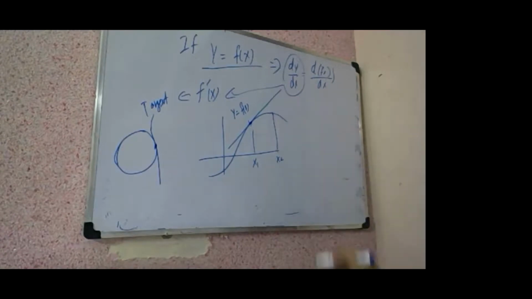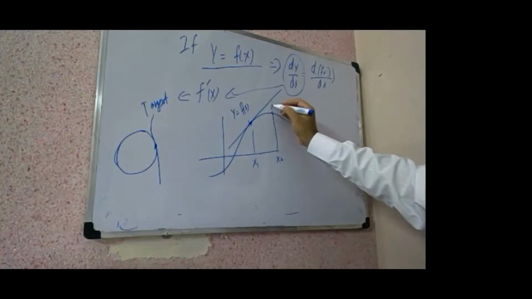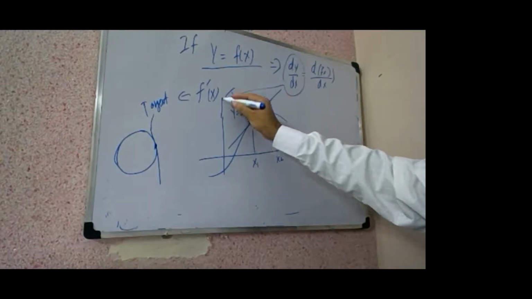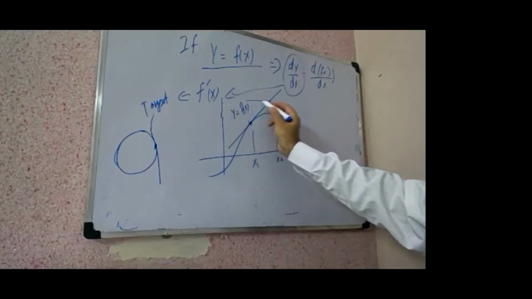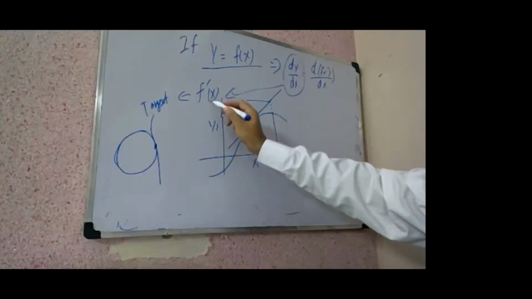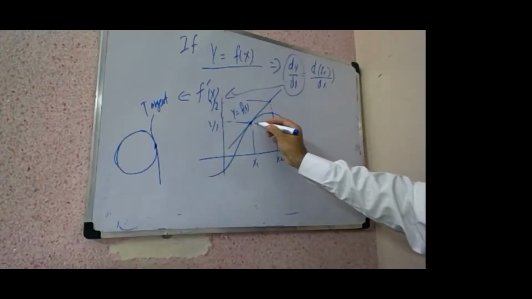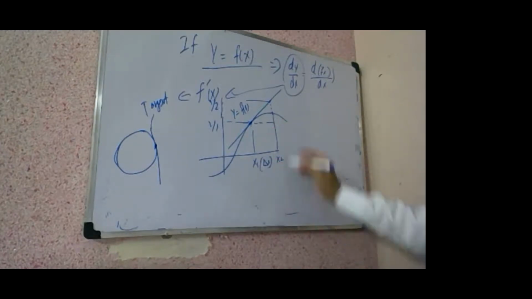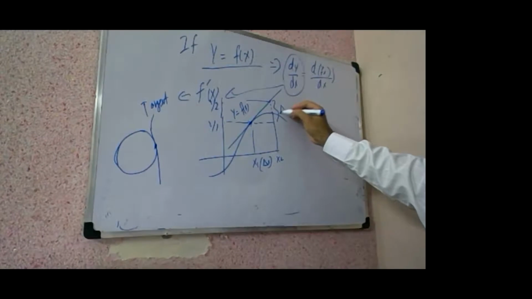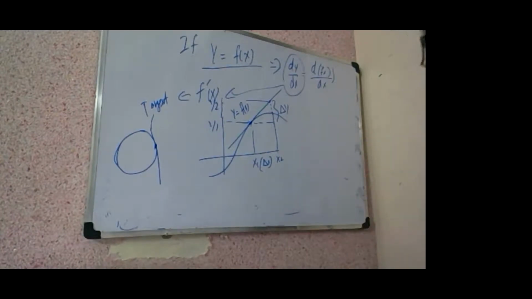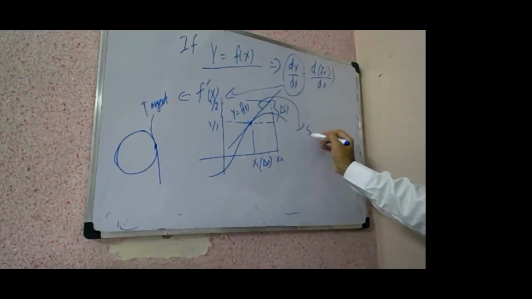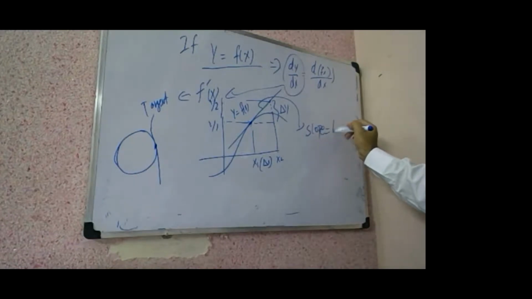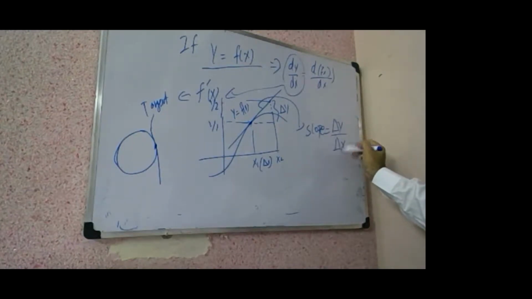Can we draw this in such a way that this will be our y2? This is y1, this is y2. And this is x1, which is also delta x, as I told you. And this will be delta y. So what is the slope? Delta y upon delta x, as I told you before, right?